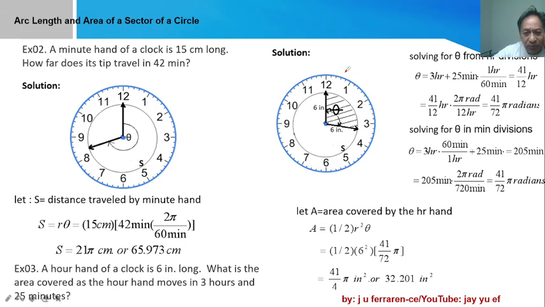If we have 12 divisions in a complete rotation, every interval has 60 minutes. So, 12 times 60 is the total number of minutes in one complete rotation, converted in terms of radian. As our conversion factor, 2 pi radian is to 720 minutes when one complete rotation of the hour hand is considered. So, the 205 minutes will be multiplied with this conversion factor, and then we come up with 41 over 72 pi, which is also the same as this. So whichever you choose to use, you will arrive at the same result.